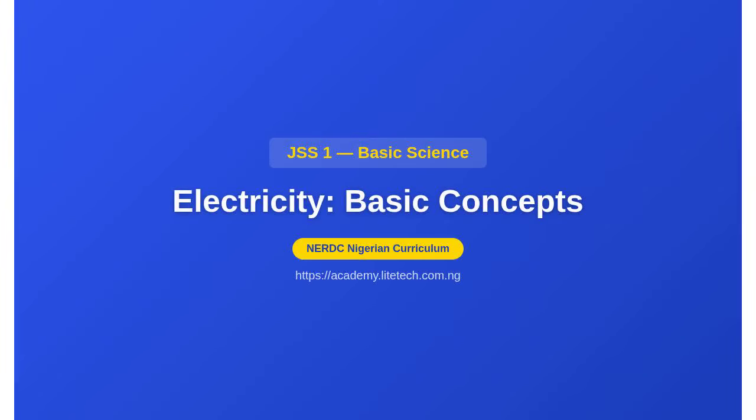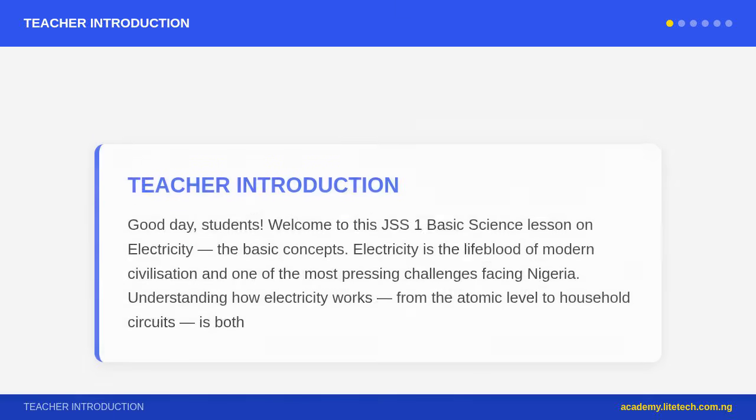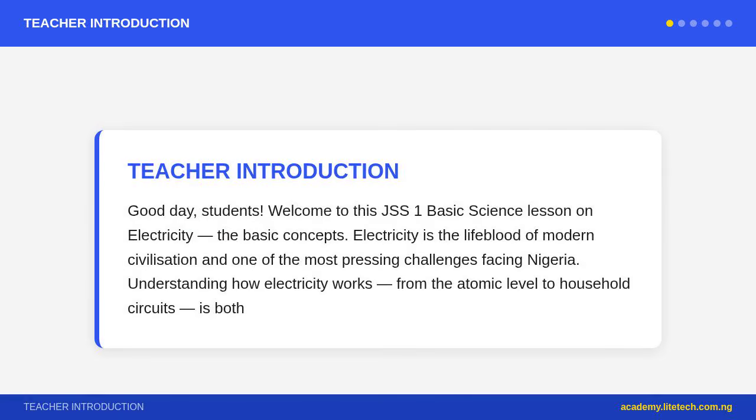Good day, students. Welcome to this JSS 1 Basic Science lesson on electricity, the basic concept. Electricity is the lifeblood of modern civilization and one of the most pressing challenges facing Nigeria. Understanding how electricity works, from the atomic level to household circuits, is both practical and intellectually fascinating.